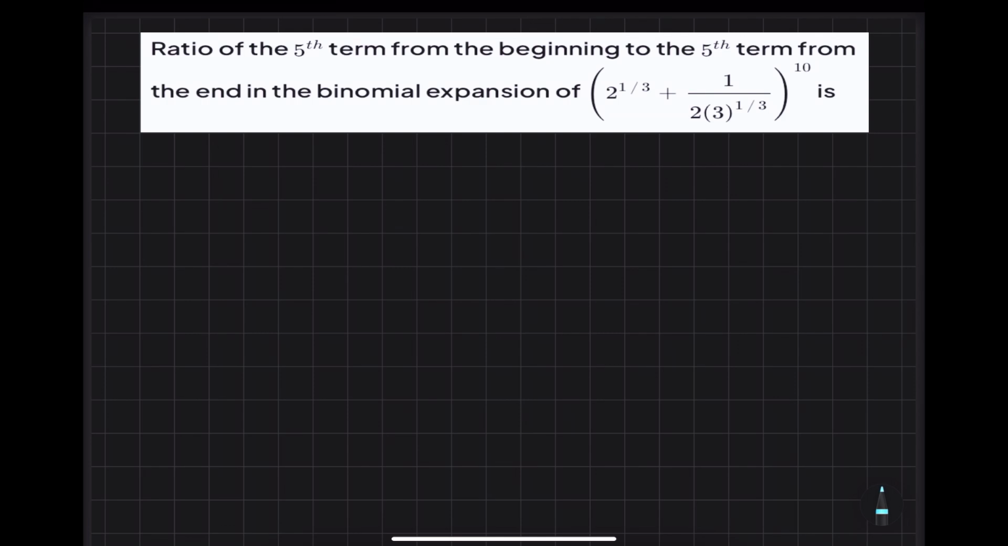Okay. So suppose that a is 2 power 1 by 3 and b is, sorry, it is not 2 times, it is 1 by 2 times 3 power 1 by 3. So this is your a and this is b. Now for the fifth term from the beginning, I'll go with this expansion. Here the power is 10. So look at this required ratio.